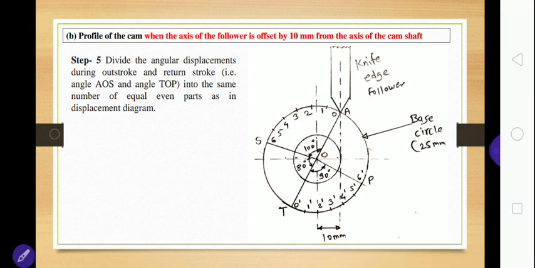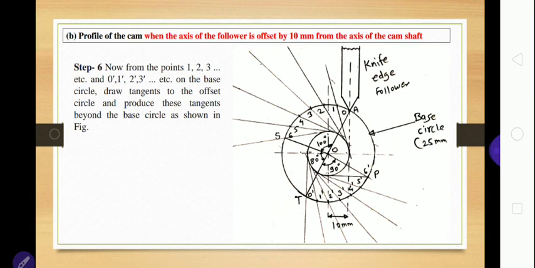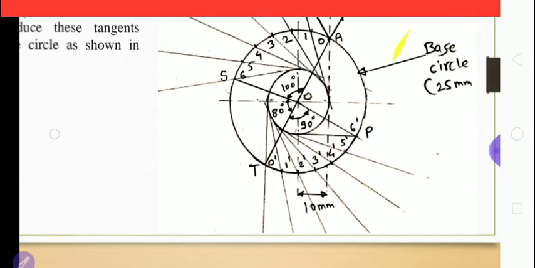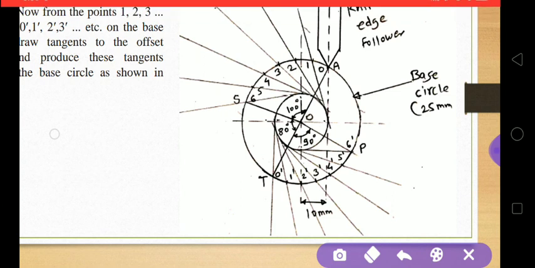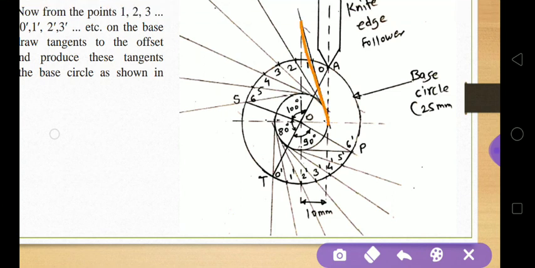just mark these points as 1, 2, 3, 4, 5, 6, and here 0 dash, 1 dash, 2 dash, 3 dash, 4 dash, 5 dash, 6 dash. From these points you have to draw the lines which pass through this point and which are tangent to the offset circle. Now here draw a tangent to the offset circle that passes through point 1. Similarly draw a tangent to the offset circle passing through point 2. Similarly draw all up to 6.